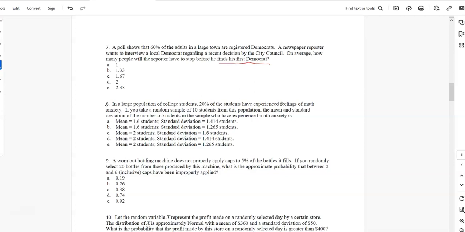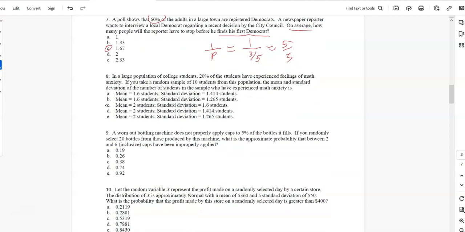So the formula, on average, it's asking for the mean. So the formula for mean, I think for geometric is 1 over P. The probability of success is 0.6. Because I'm going to do this one by hand, I'm going to write that as a fraction. So 1 divided by P is, I think that's 3/5. So the reciprocal of that would be 5/3. You can also type in 1 divided by 0.6 in your calculator. I think that's 1 2/3. That would be C.